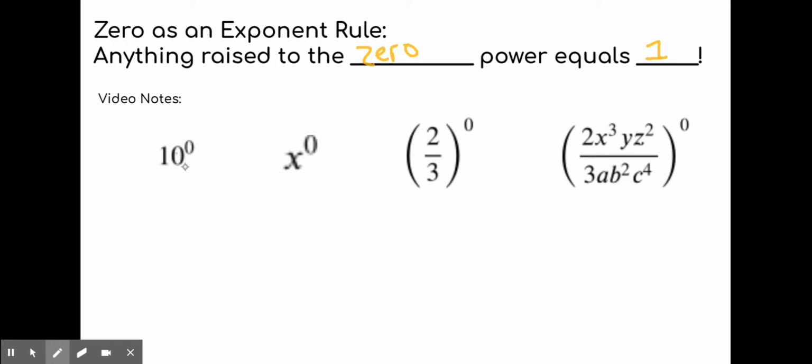But I have a number to the zero power. 10 to the zero power is 1. X to the zero power is 1. A fraction, notice the parentheses, so this base to the zero power is 1. And here I have a big, ugly fraction. I've got numbers, variables, exponents, all this stuff inside, but the whole thing is raised to the zero power, so it equals 1.